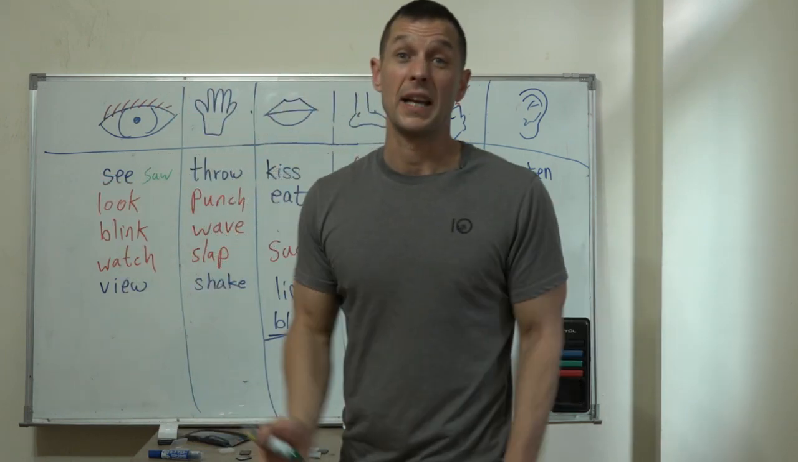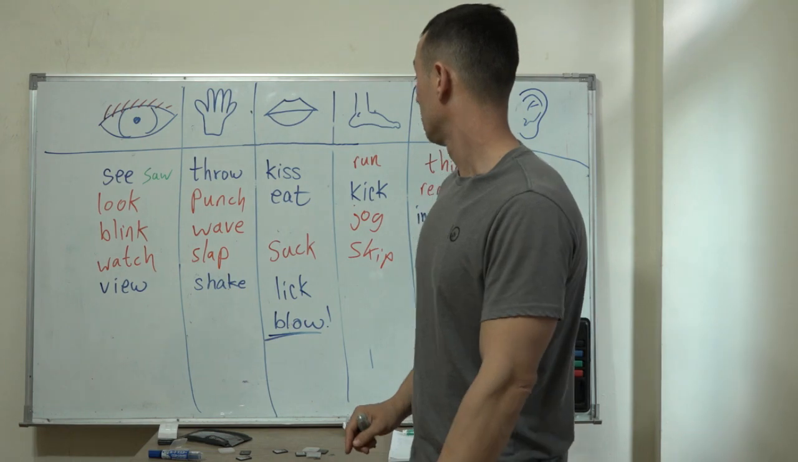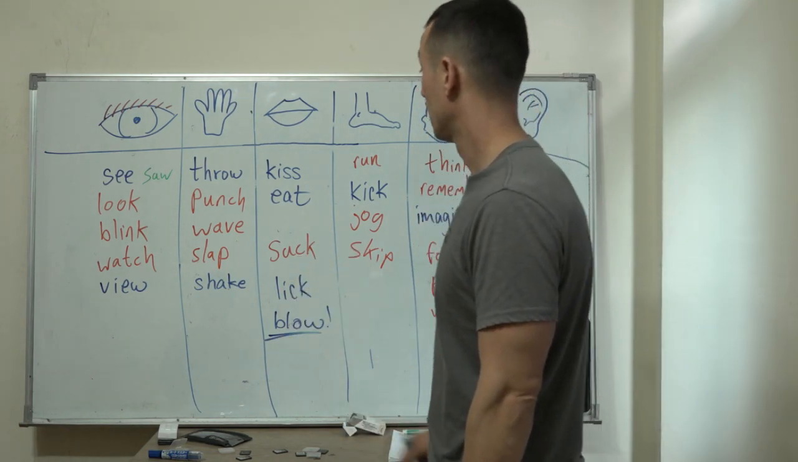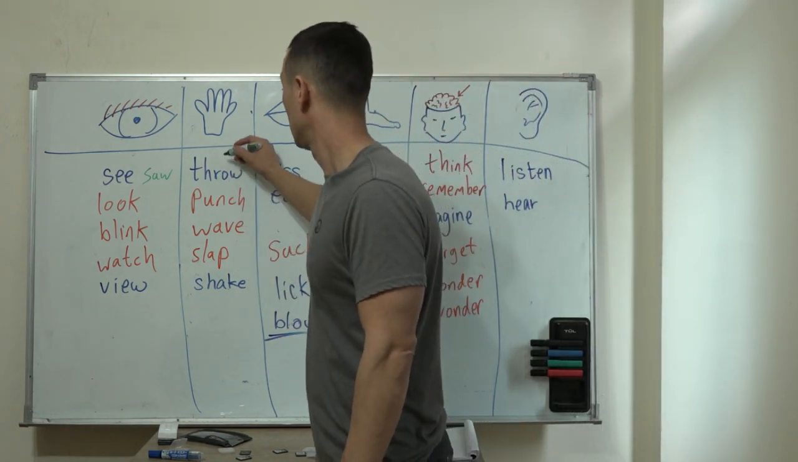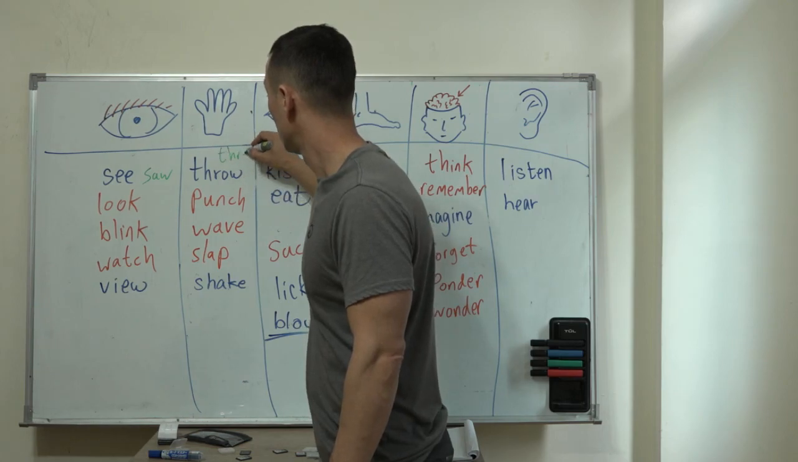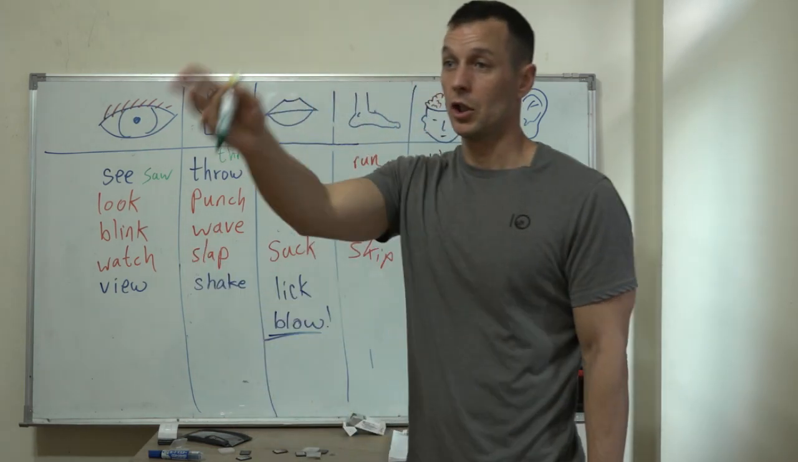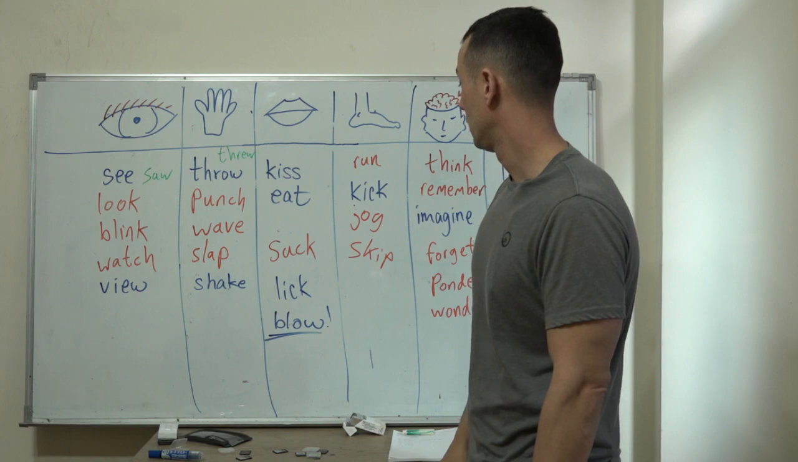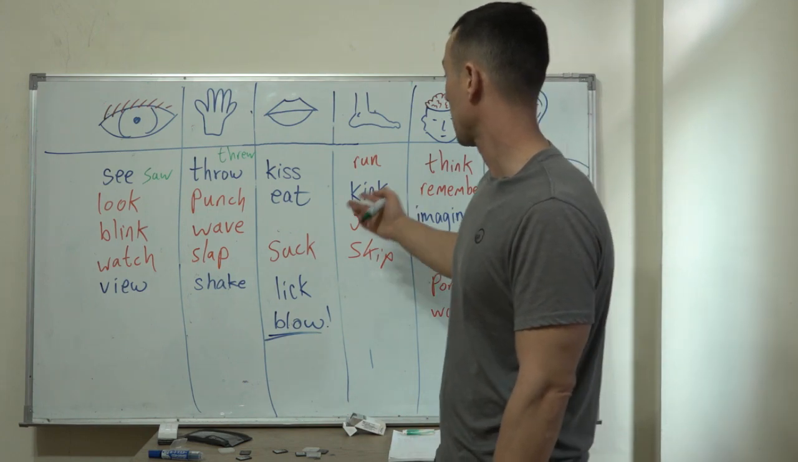Okay, I'll just get them to pick any word. Okay, Billy, pick a word. Throw. Throw, what's the past tense of throw? Threw. Great. Okay, Johnny, pick a word. Kiss. Kiss, what's the past tense?